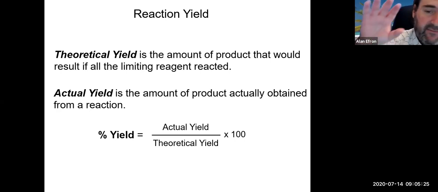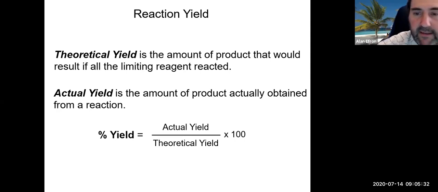Again, what that means is if everything went perfect, there were no side reactions, you didn't lose anything along the way, that is in theory how much product you should produce. Now the actual yield is pretty much what the name implies. It is actually how much you produced when you did this reaction. So typically speaking, the actual yield is less than the theoretical yield. And if it's more, then probably something didn't go so well for you.